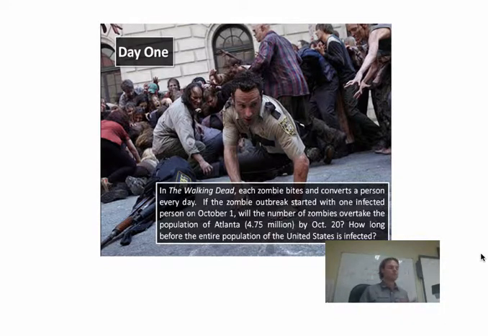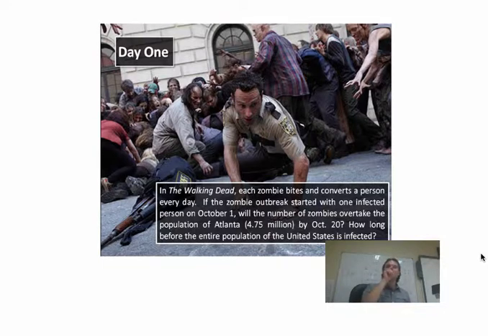Now if we were to graph the growth of the people infected, every day what happens? The first day there's one person. It starts with one. Day 2, how many people are going to be infected? 2 people. Day 3, how many people are going to be infected? Well, each of those bites one, so it's 4 people. So think of how that's going to go.